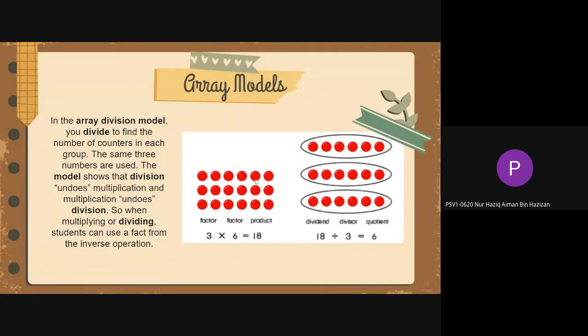Okay, for the total of 18, the first row has 6, so we group it as 1. The second row has 6, this is the second group, and then the third one is the third group. There are 6 also. So we can see that there are 3 groups. The divisor is 3, so we divide it by group. So for 18, there is 1, 2, and 3. Then we have 6 objects in one group. That's how it works.